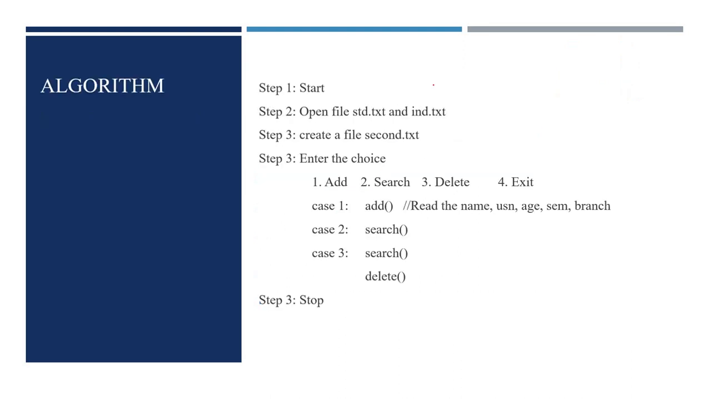Okay, let us see the algorithm to implement secondary indexing. Initially start, create new files std.txt and index.txt in open mode, and also create a file second.txt for storing the secondary index. And we are implementing with a switch case where the user's choice is asked whether to add a record, search a record, delete a record, or by default exit. So the first case is addition, second is search, third is delete. Before deleting we have to search, so the search function is called once again.